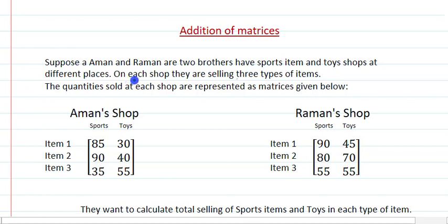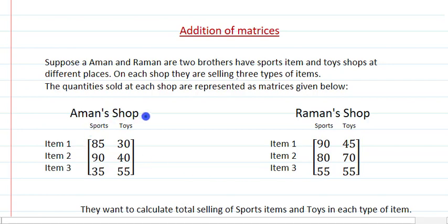Now they are selling three types of items. In sports items, three types of items are there, and in toys again three types of items are there, and both are selling the same types of items in sports and toys. So their selling quantity of the items is represented in these two matrices.